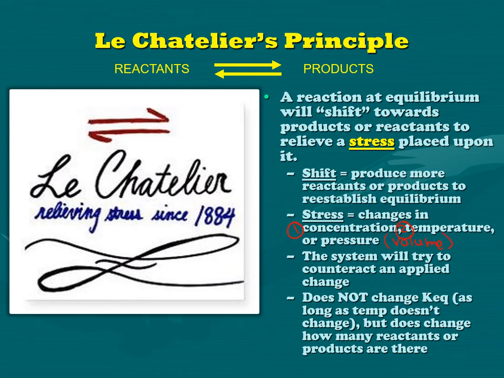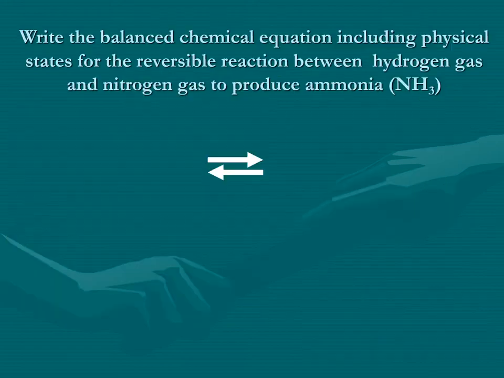So in those three stresses, it's going to counteract that change and change the equilibrium, shift it to the right or the left, to the products or the reactants, based on relieving that stress in some way. This does not change the equilibrium constant as long as the temperature doesn't change. So if I do provide the stress of changing temperature, it'll change the constant. If I change concentration or the pressure, your equilibrium constant actually will not change. It will, however, change how many reactants or products there are.